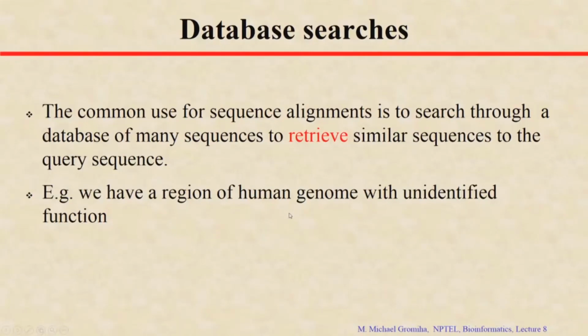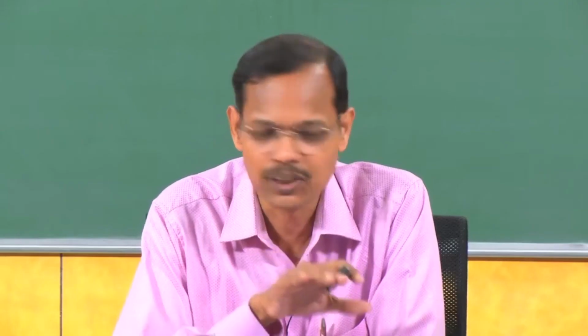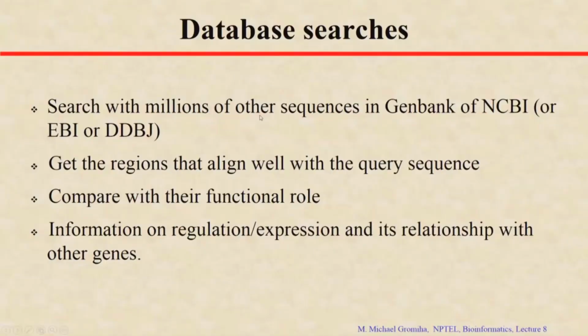functions. For example, if you have a region of the human genome with unidentified function, or some proteins with unknown function, what do you do? First you try to see whether any known sequences match your query sequence. So, we search millions of other sequences in different databases. We discussed different databases, the DNA databases and the protein databases. What are the DNA databases? GenBank, EMBL, DDBJ, right.